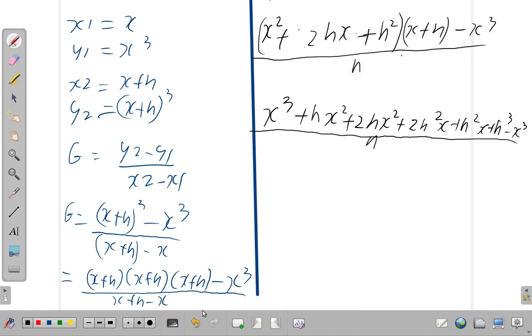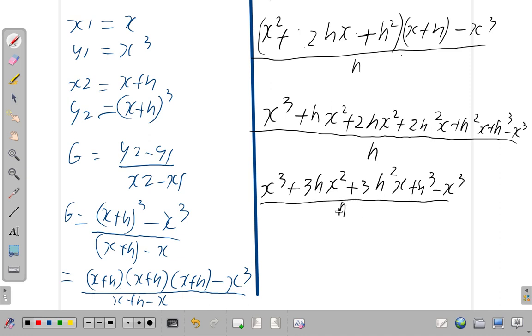Alright, let me rewrite that. What's going on up top here? We have x cubed, hx squared. Is there any more x squared? We have 1hx squared plus 2hx squared, which is 3hx squared. We have a 2h squared x plus another h squared x, so that gives us 3h squared x. Then we have plus h cubed, minus x cubed, all over h, right?